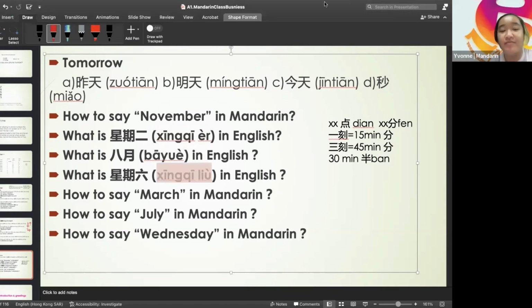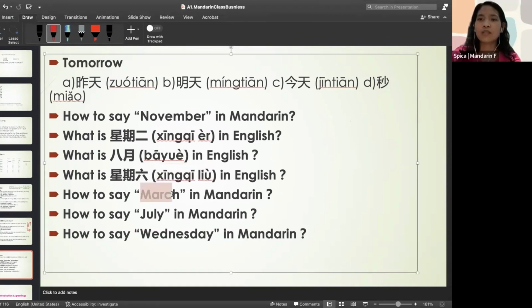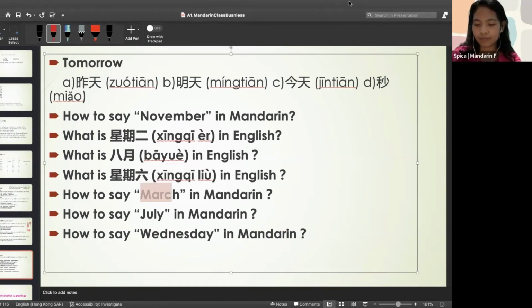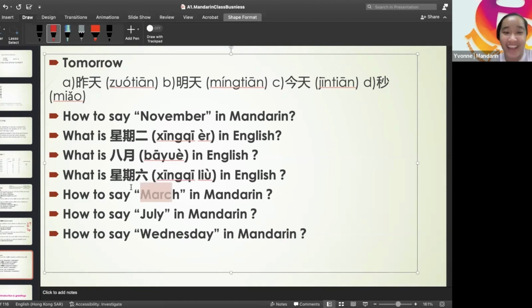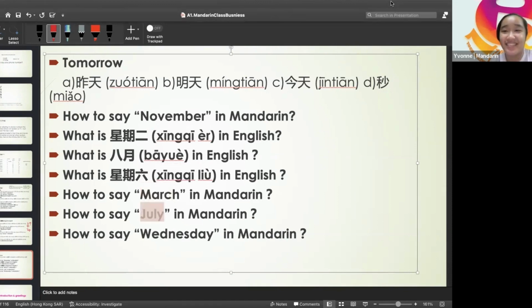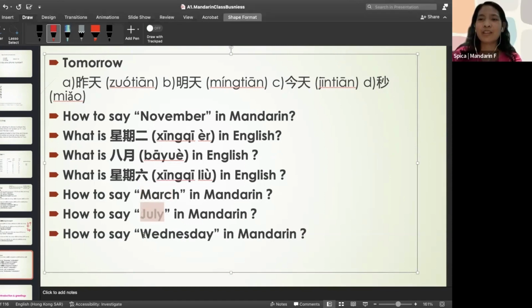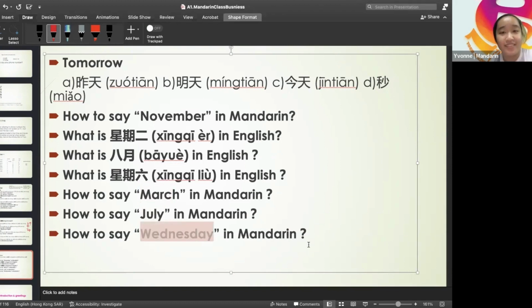How about 星期六? Saturday. Good. March. 三月. Good, Christine. Christine getting quick. Yes. July. 7月. Very good. Lastly, Wednesday. 星期三. Good, Christine. Perfect. You guys are getting faster. Have you noticed? From the first page, you're a little bit slow. Then near the last, you're very fast. See, it works. Okay, practice.